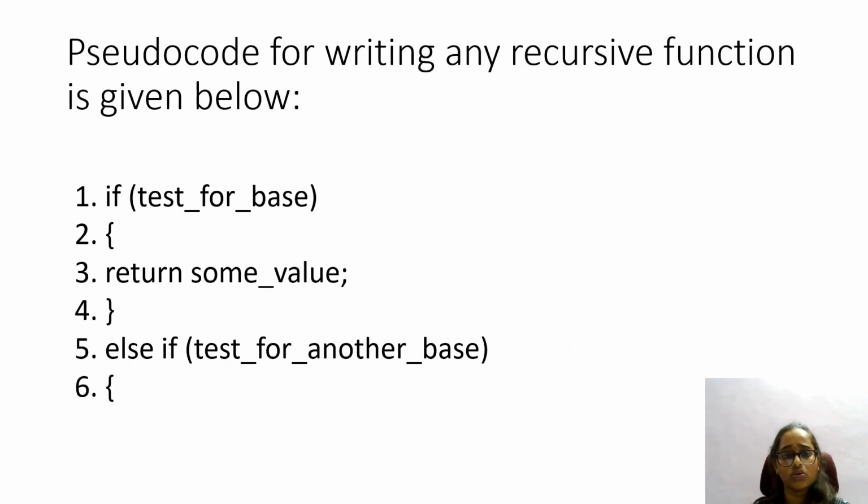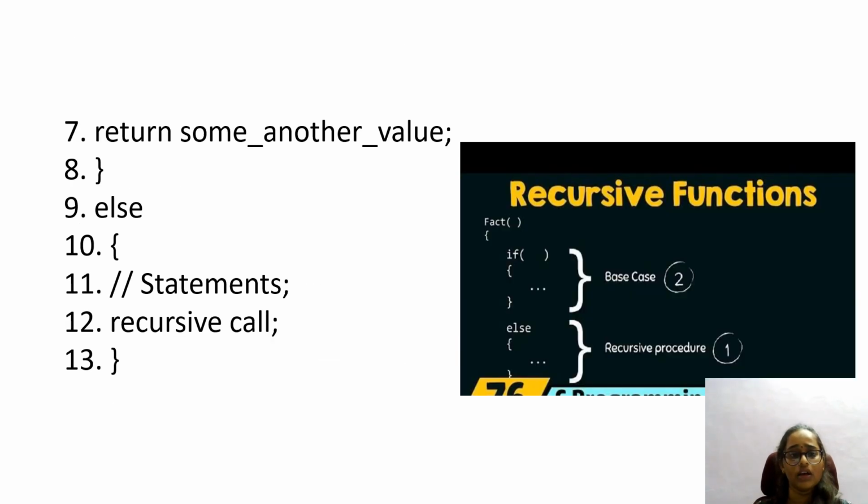Next, pseudocode for writing any recursive function. First, the if condition is given, to test for the base value, and next it returns some base value. If the if condition is false, it goes to else if, to test for another base value and return some value. If that is also false, then it goes to else. Then the statement will be true and the recursive function will be called again.